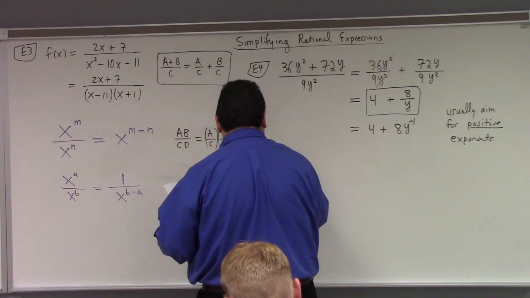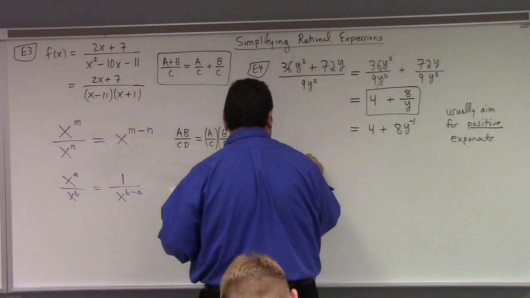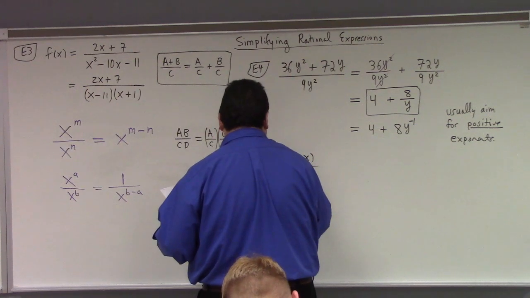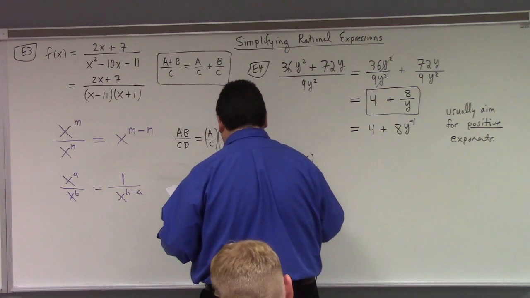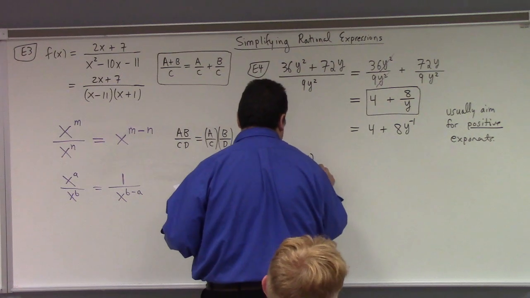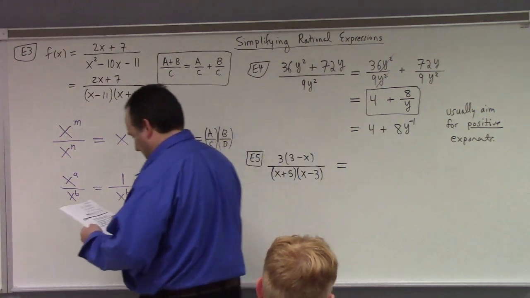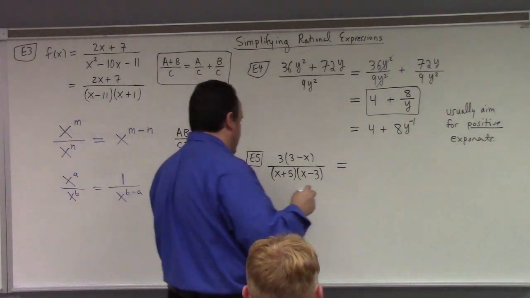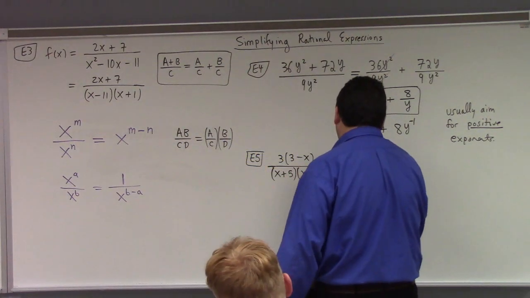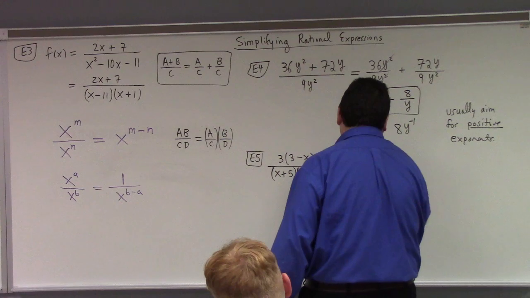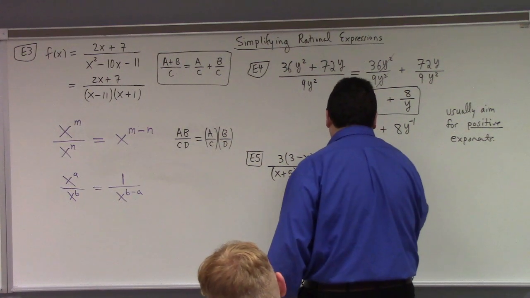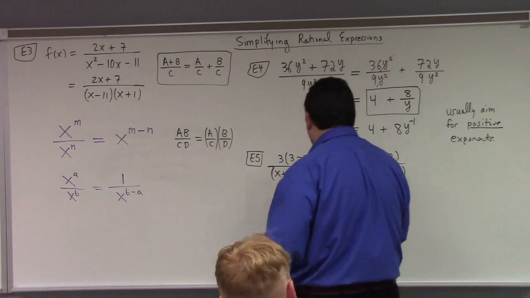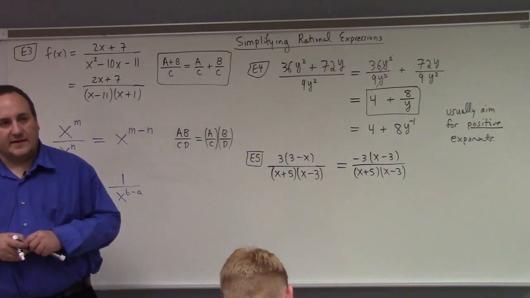Here's one. If I have 3 times (3 minus x) over (x plus 5), times (x minus 3), how can I simplify this? Cancel out the 3 minus x and the x minus 3. Now you say cancel out the what? The 3 minus x and the x minus 3. So let me make a step here. This is equal to minus 3 times (x minus 3). Do we agree? Does everyone agree we can factor the minus out like that?